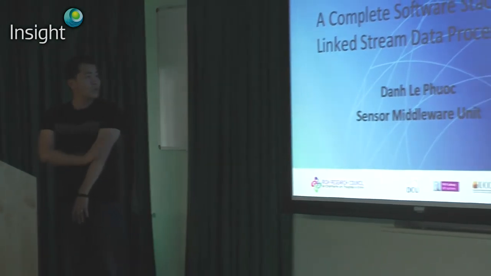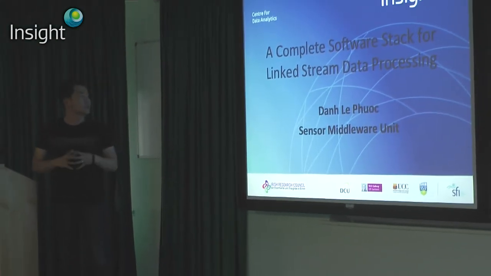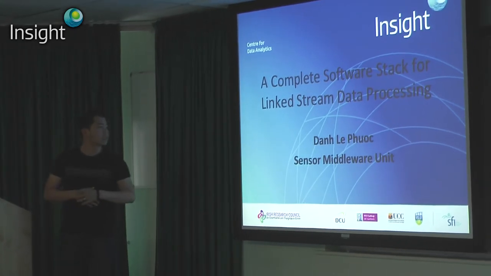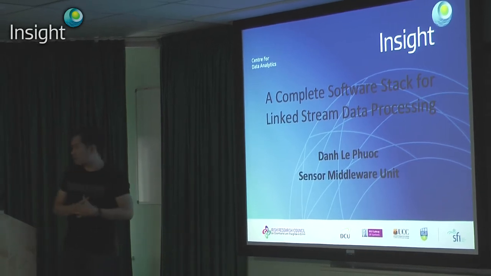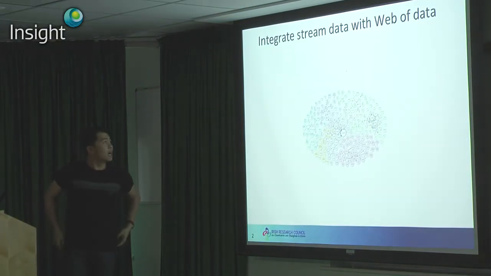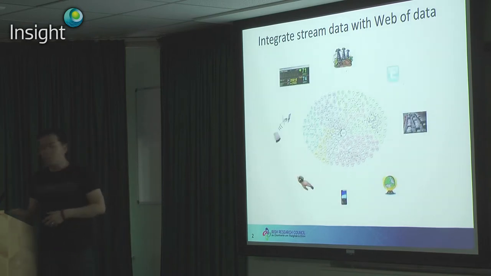So we build the infrastructure for processing dynamic data, such as stream data, sensor data, picture data, something like that. The whole stack supports people building applications and conducting research via this platform. The idea for building this platform is to integrate the web data that you can expose as link data in the link data cloud with other physical data that you can see from sensors, but come in the form of stream data.